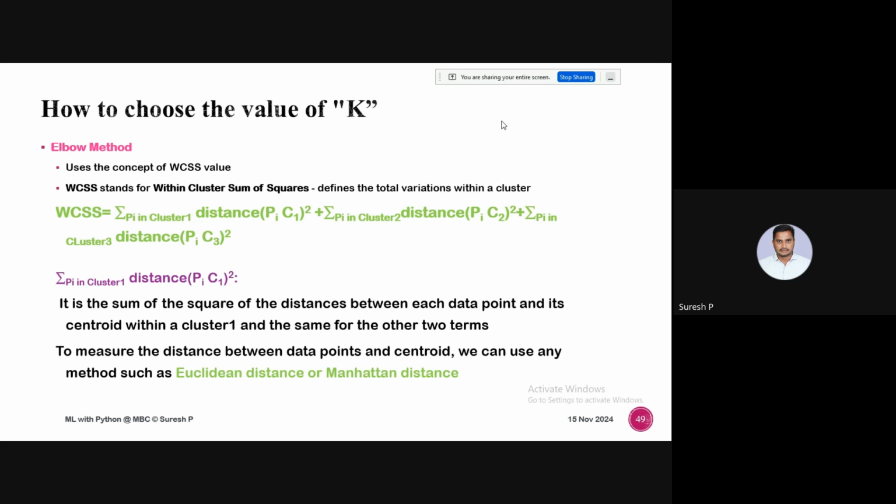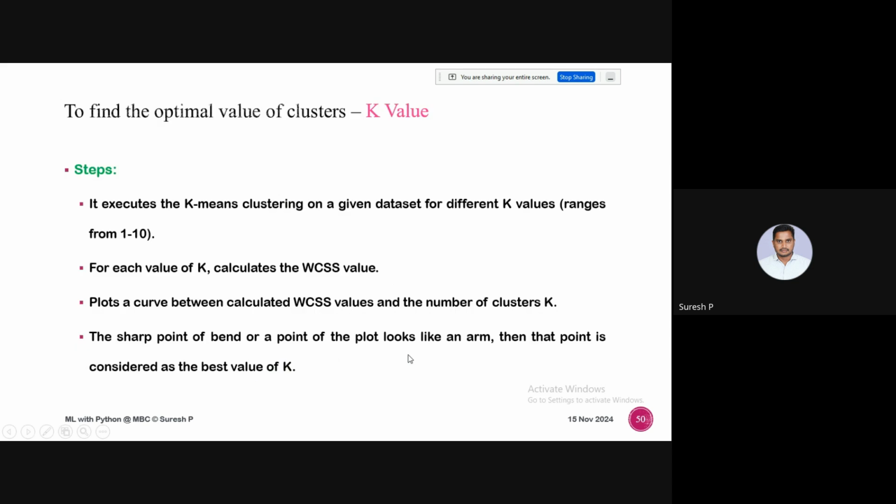The formula for calculating the WCSS is the sum of Pi in cluster 1, that is the distance between Pi and C1 whole squared, plus again the same for Pi in cluster 2. Like that, for every data point we have to calculate the within cluster sum of squares. The value is the sum of squares of the distance between each data point and its centroid within cluster 1, and the same for the other terms. To measure the distance between the data points and the centroid, we can use Euclidean distance or Manhattan distance, as I said already.